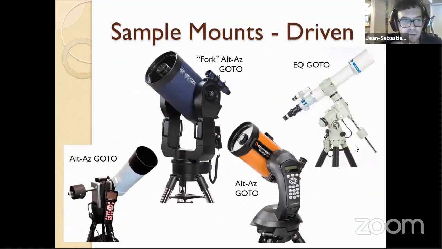So for mounts that are driven or motor driven, you have fork type mounts, altazimuth mounts. So the three on the left are altitude azimuth, or ALTAZ, mounts. Go-to is a functionality in a lot of telescopes that are sold that allows you to align your telescope. You point out a few stars, then the computer telescope knows where it's pointing, and then you can ask it to show you Venus or different star clusters, things like that, objects that are in the database of your telescope. It's a great way to learn the sky. And on the right, you have equatorial go-to. So again, that's an equatorial mount, but computerized, so it tracks the stars.